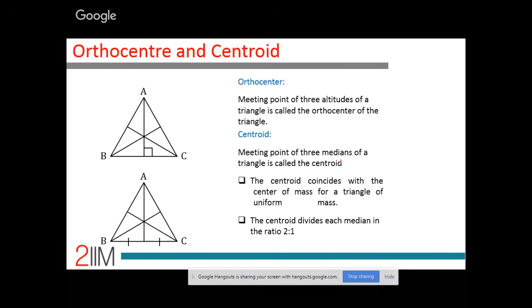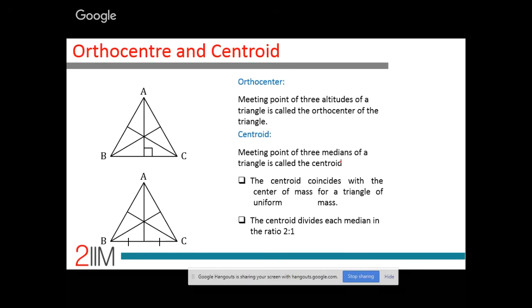Centroid. Centroid is a meeting point of medians. From vertex, you draw a line to midpoint of opposite side. That's a median. The 3 medians are concurrent. They meet at centroid. So meeting point of angle bisectors is in center. Meeting point of perpendicular bisectors, circumcenter.